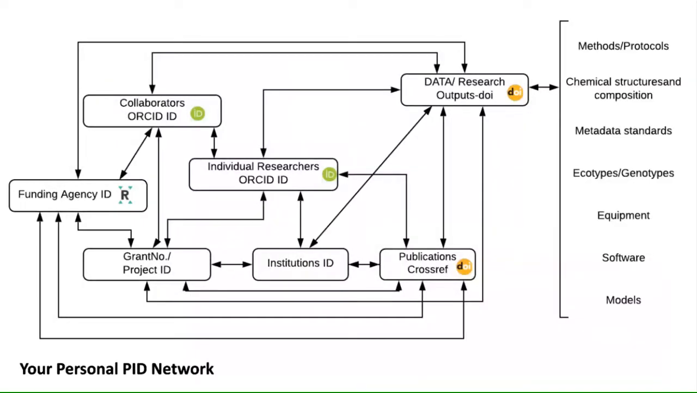A PID graph or research network from a single researcher on a single project might look something like this. And immediately you can see the benefit of using stable, persistent, and globally unique identifiers to link not only a complex record of activity, but also valuable and reusable research outputs.